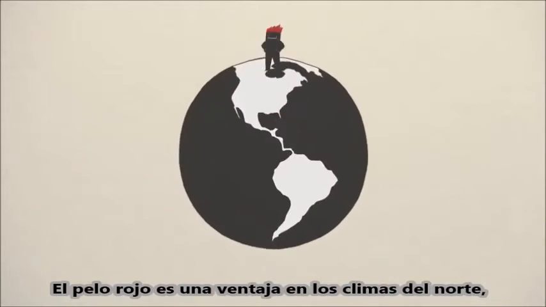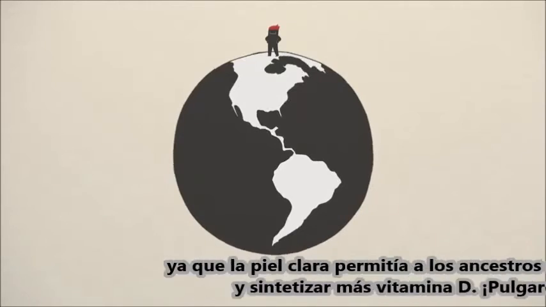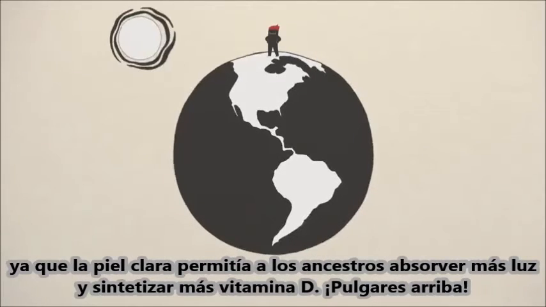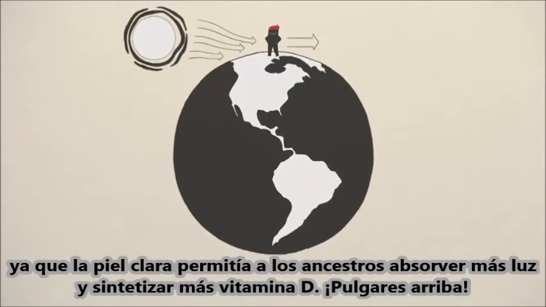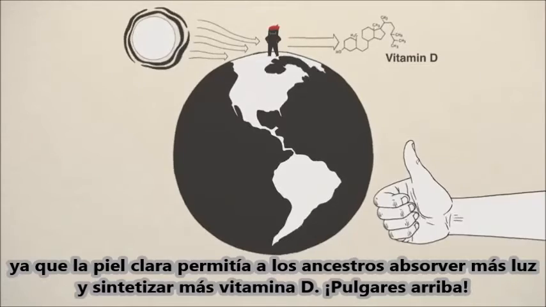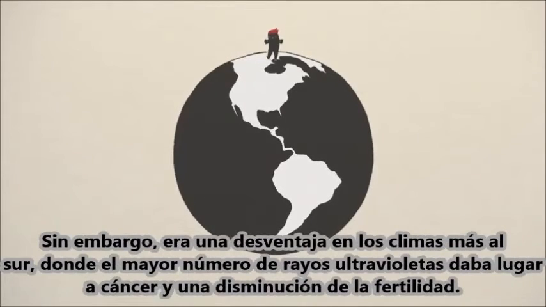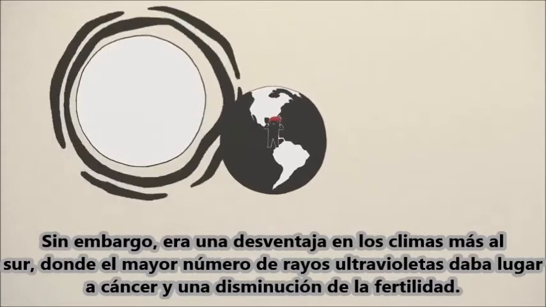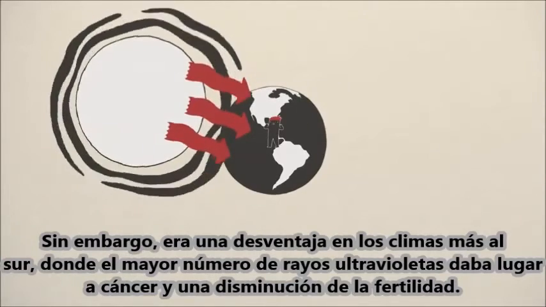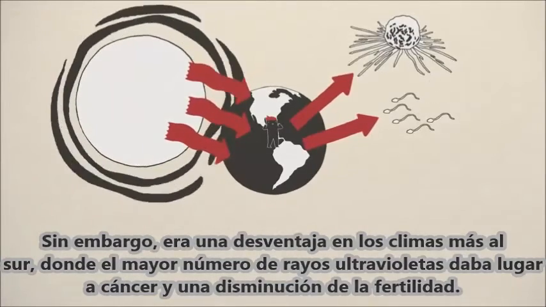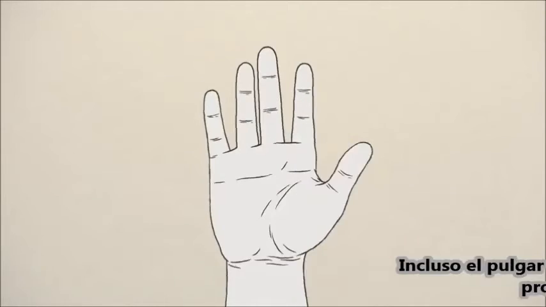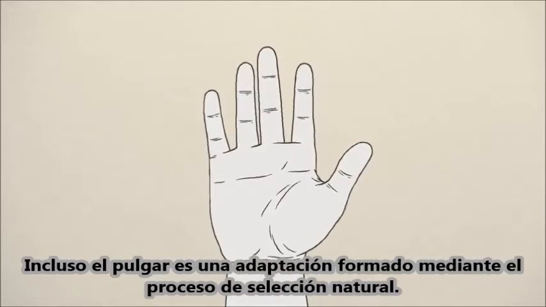Red hair is an advantage in the northern climates because the fair skin allowed ancestors to absorb more light and synthesize more vitamin D. Thumbs up. However, this was a disadvantage in the more southern climates where increased UV radiation led to cancer and decreased fertility. Thumbs down. Even the thumb itself is an adaptation formed through the process of natural selection.